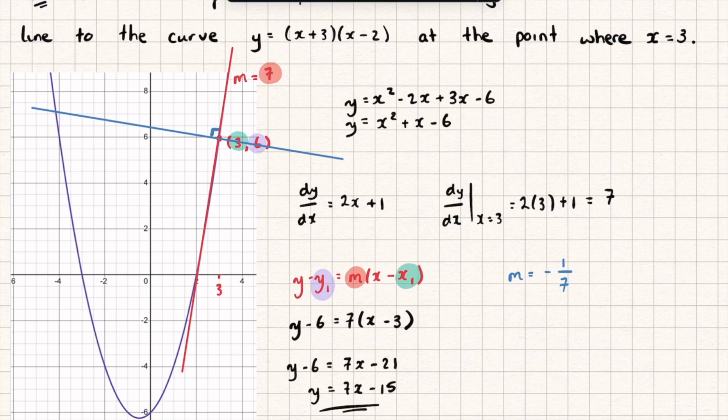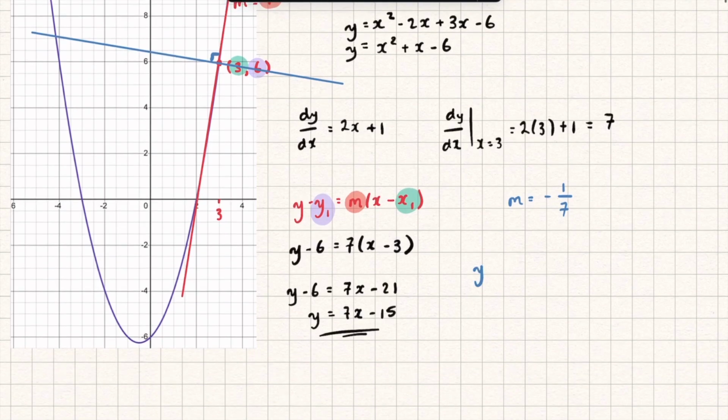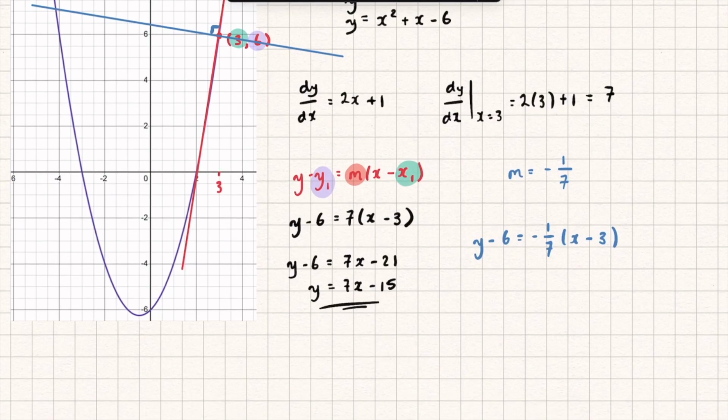And then we repeat the process we did a second ago. We can use y minus the y coordinate is equal to m, which is minus a seventh, x minus the x coordinate, which is 3. And now let's expand and put it together in the form y equals mx plus c. So y minus 6 is equal to minus a seventh x plus, don't forget that because we're doing a negative times a negative, so plus 3 over 7. And then finally let's add 6 to both sides. So y is equal to minus a seventh x plus 45 over 7.